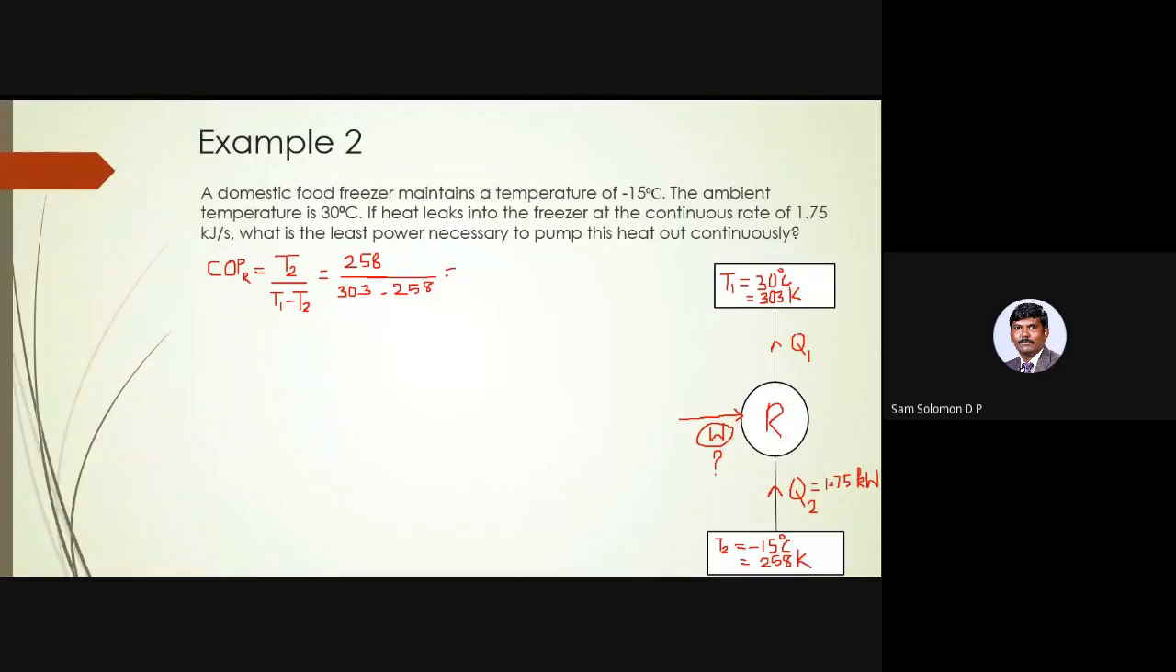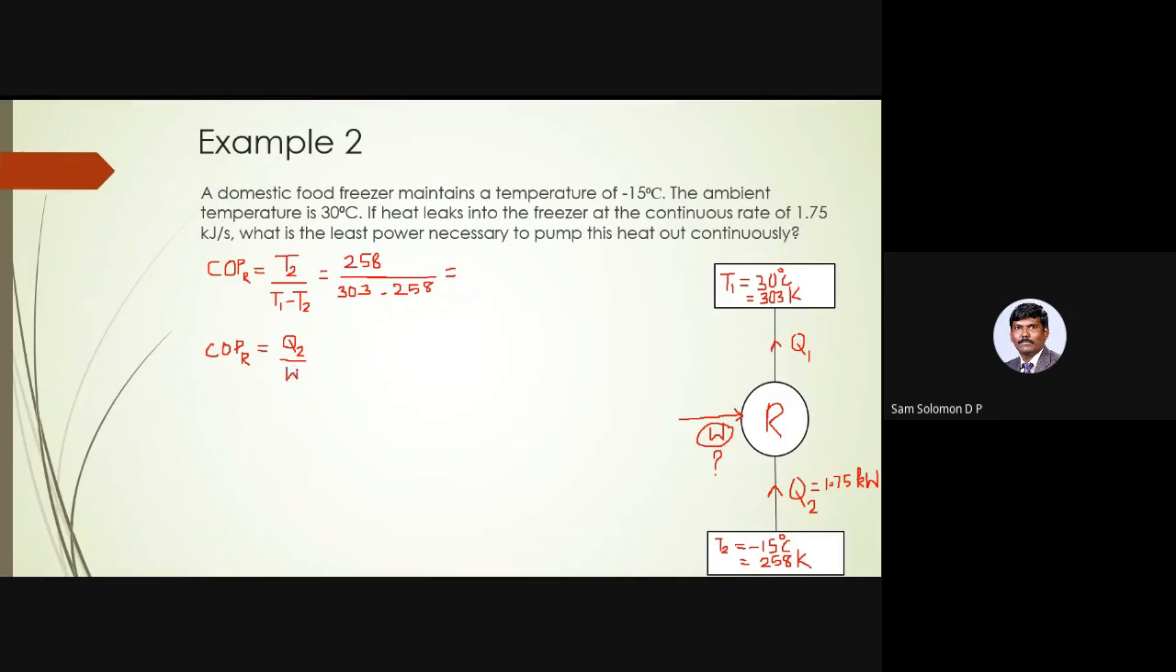So this will give you the COP of the refrigerator. Once you know the COP of the refrigerator, then I can use the formula. Yesterday we saw COP of the refrigerator is desired effect divided by input. Desired effect here is the heat removal from the freezer, so that is Q2. And input here is the work input, which is W. So Q2 divided by W.